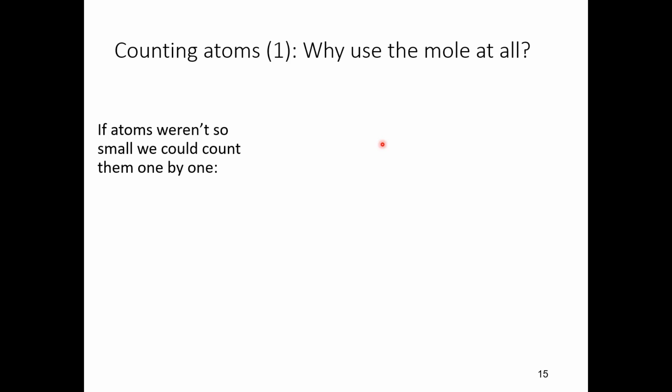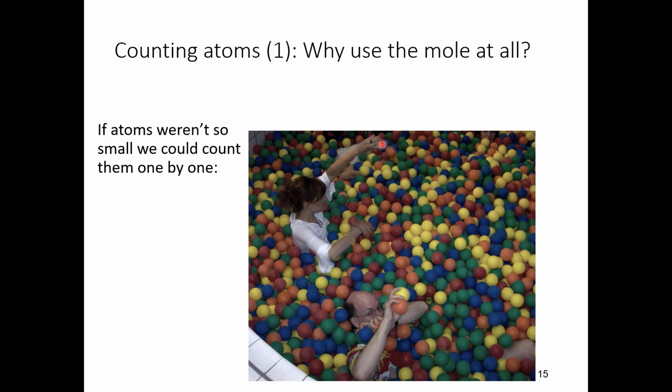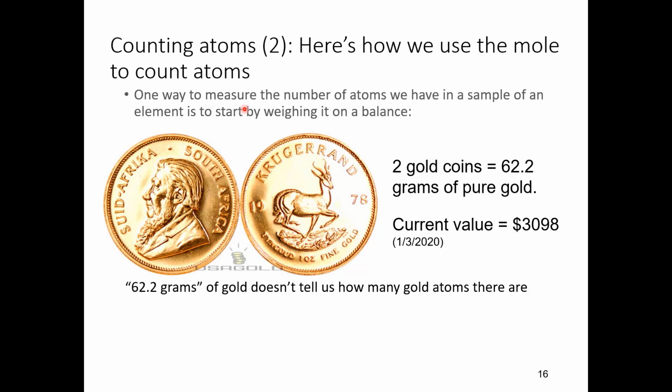So why do we need to use the mole at all? Well, because atoms are very, very small. If they weren't so small, we could count them 1 by 1, but they are very small, and so we can't just count them 1 by 1. So instead, we've got this really cool thing called the mole and the atomic mass that help us basically count how many atoms or how many molecules we have there.